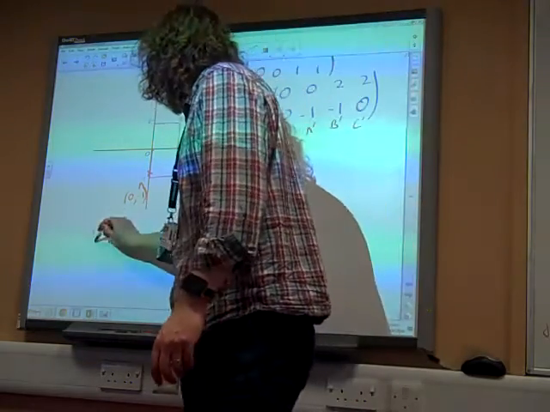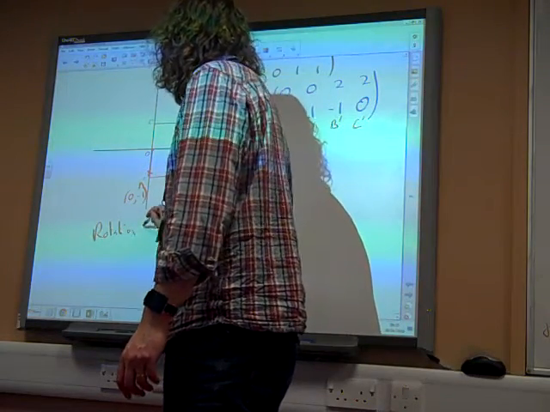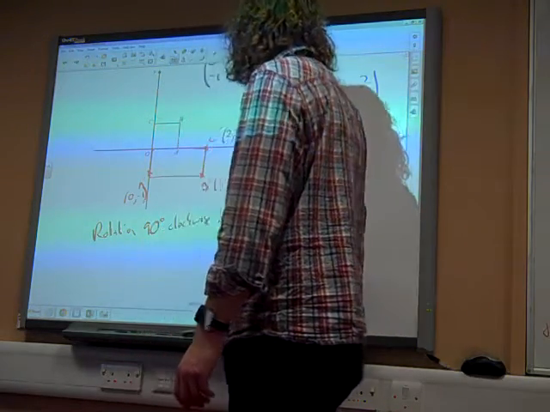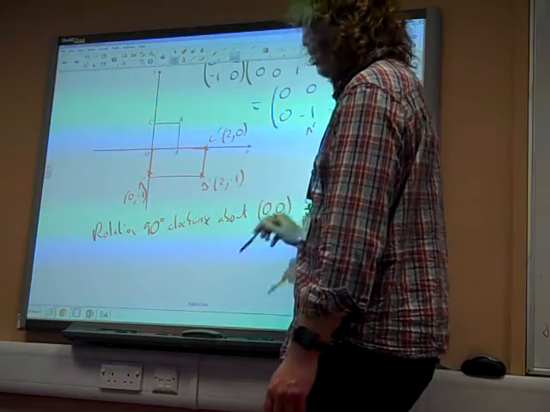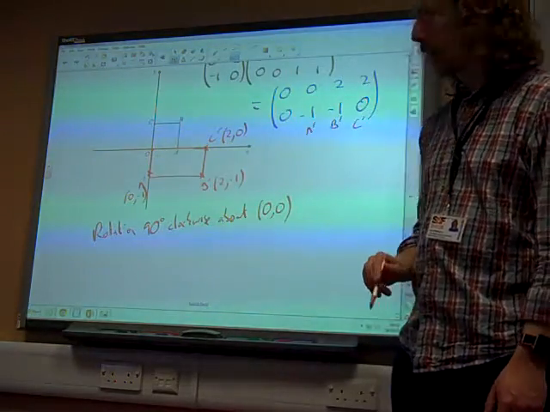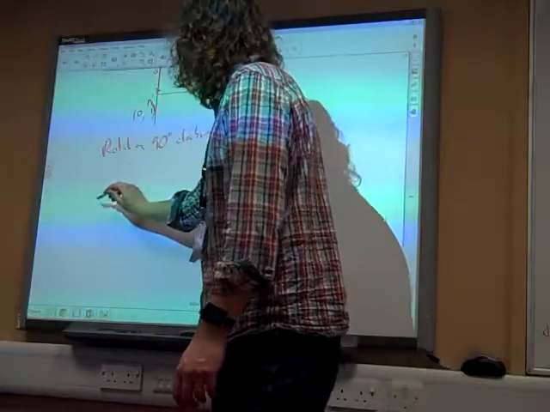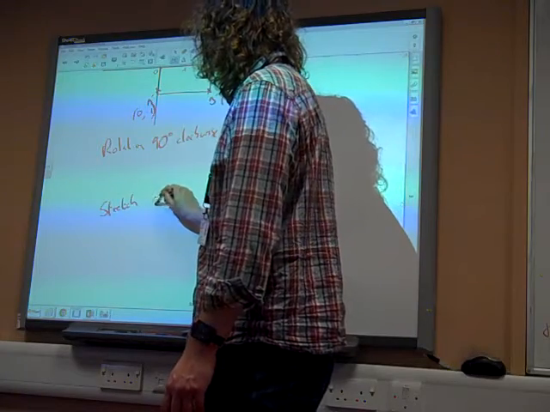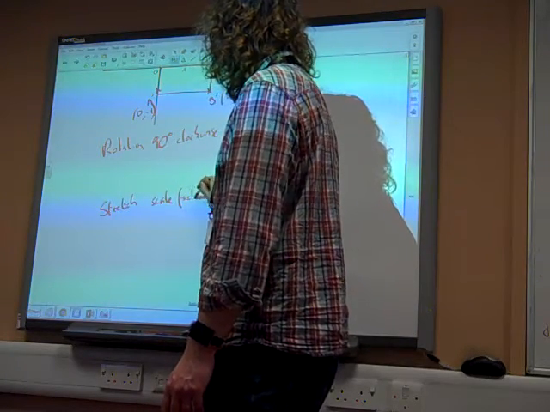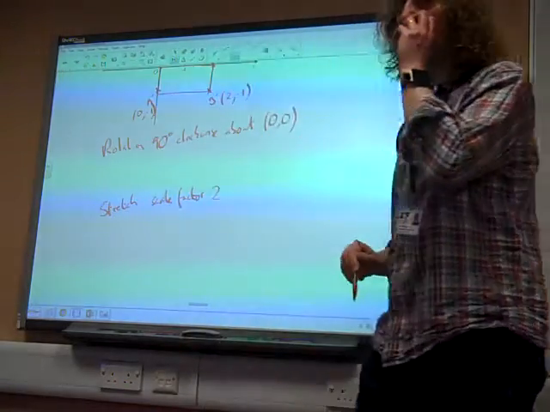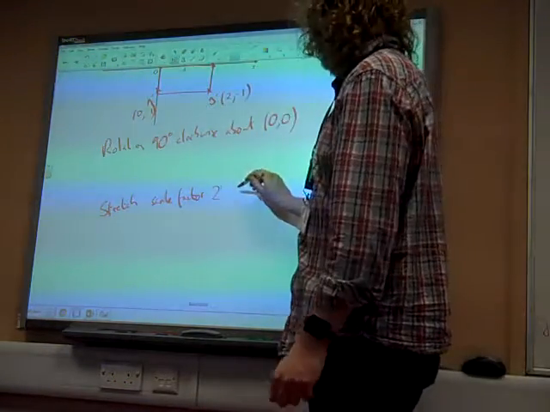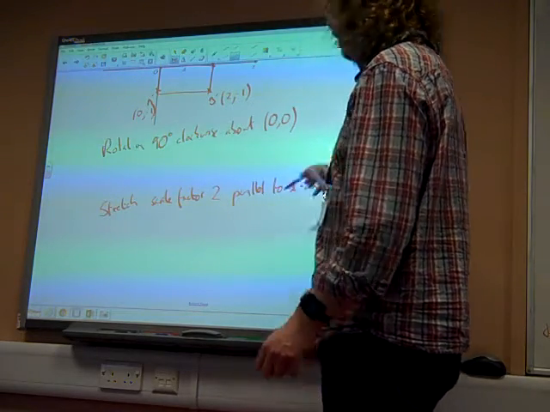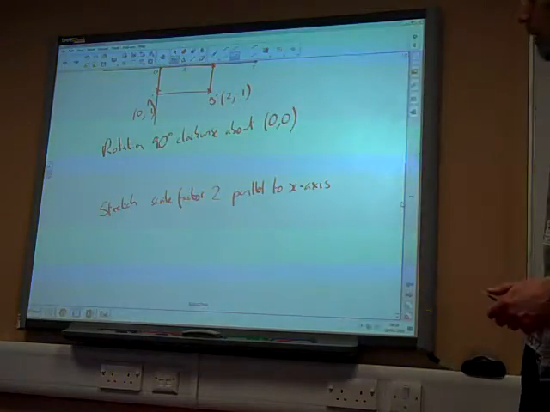That's kind of jumping out to me as being what's going on with this. So we have a rotation 90 degrees clockwise about 0, 0, and I'm going to need a space to put the matrix in there, we also have a stretch, not an enlargement, it's a stretch, isn't it? Scale factor 2, and we are in the x direction, so parallel to the x-axis. Okay, we're making sure that our description is fairly solid.